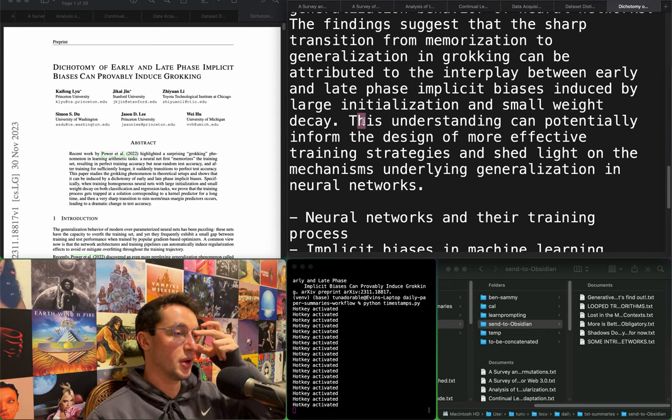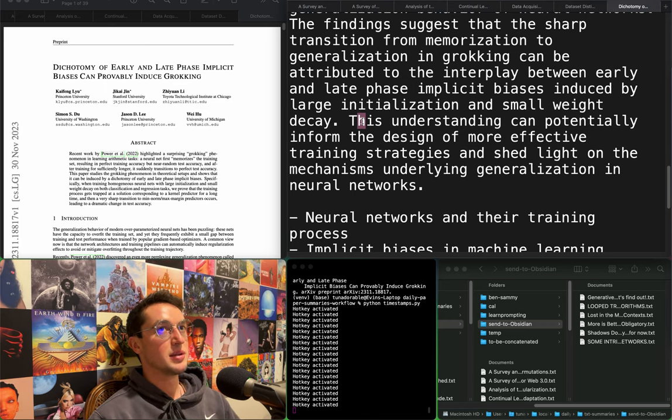Part of the reason I haven't been uploading paper videos in a while is I've been reading just exclusively grokking papers, basically. I've read probably 90% of the grokking papers out there, period, at this point. But grokking can be done without weight decay.